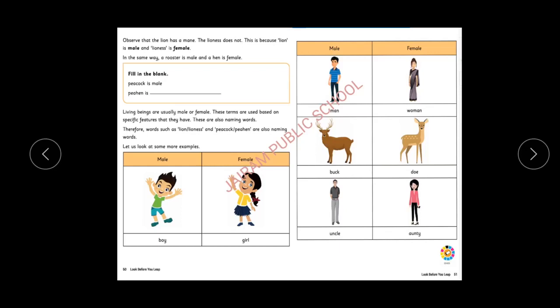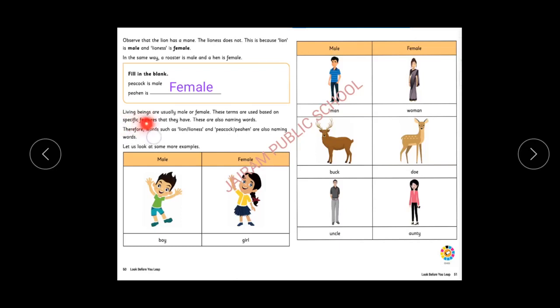Boy means masculine, girl means feminine gender. Okay, fill in the blanks. Peacock is male. Okay, peahen is dash. If peacock is a male, then peahen will automatically be female. So peahen is a feminine noun, but peacock is a masculine noun. Okay, that is boy. Peahen is a girl bird. That we call in English as feminine gender, masculine gender.